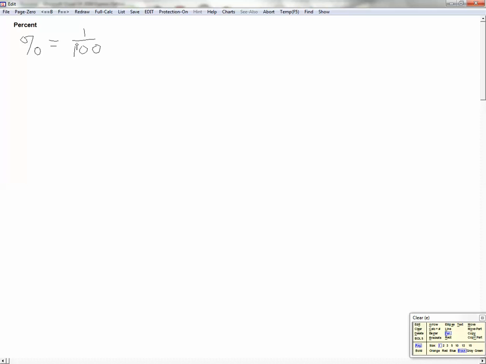It's 1 over 100. So that means if someone shows you 5% and you want to convert that to a fraction or a number, you think that's 5 times 1 over 100. So wherever you see the percent, you just put 1 over 100. But you can rewrite that as, remember when we're multiplying fractions, we think of this 5 as being 5 over 1. So this is the same as 5 over 100.